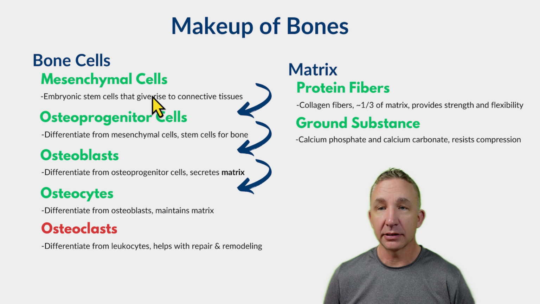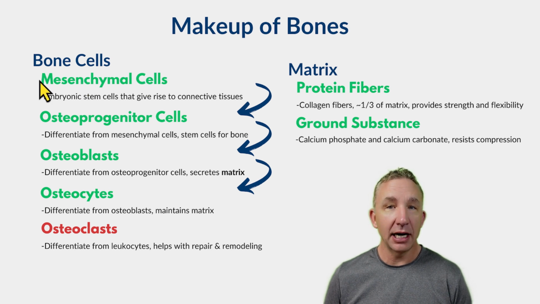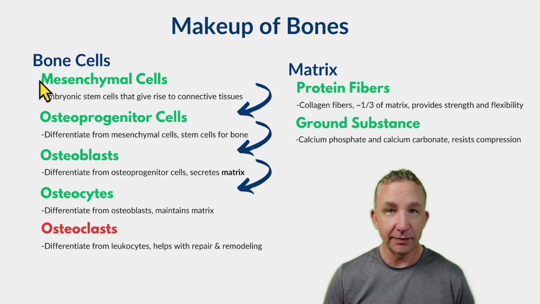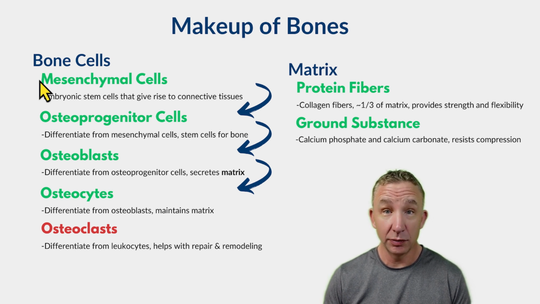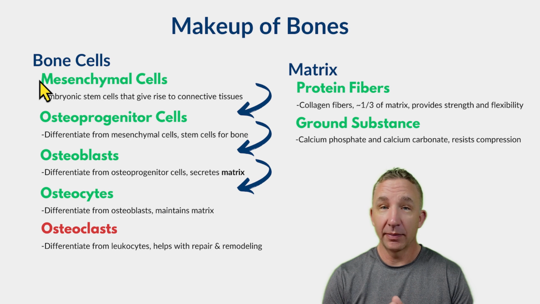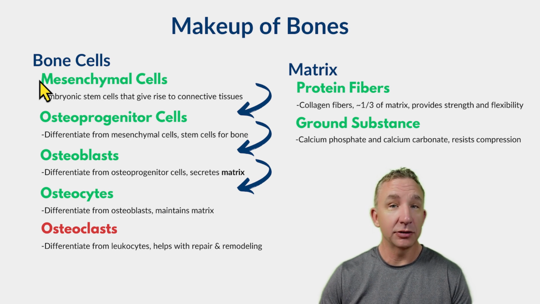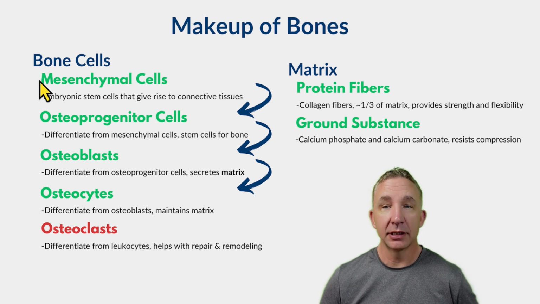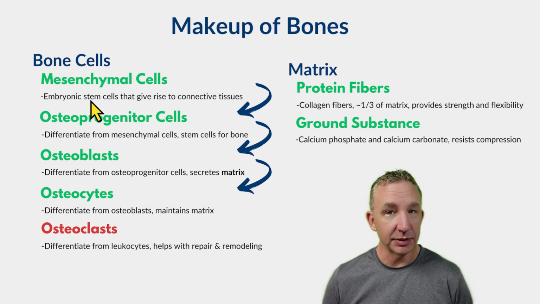So let's cover these cells, starting with mesenchyme or mesenchymal tissue. Mesenchymal cells are the basic embryonic stem cells for which all connective tissue will arise. So anything from our dense, regular connective tissue to our cartilage, we start out with mesenchymal tissue. We have a basic starting point. So these are the embryonic stem cells.